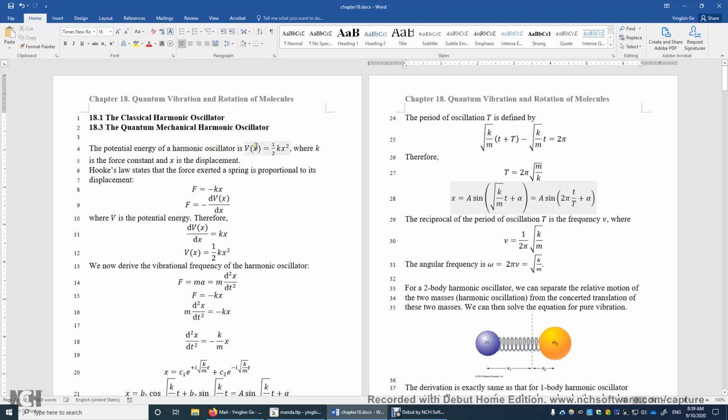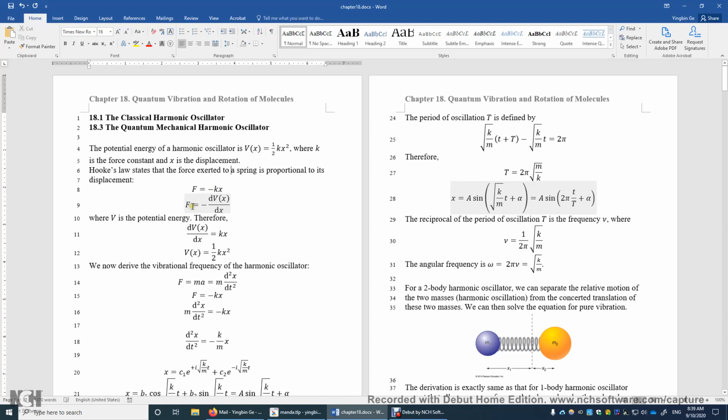The potential energy of a harmonic oscillator is half kx squared. k is the force constant. x is the displacement. Hooke's law states that the force exerted by a spring is proportional to its displacement. They have opposite directions. Therefore, force is equal to negative kx. k is the force constant.